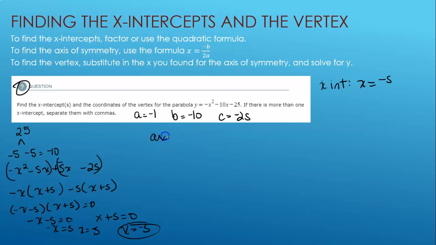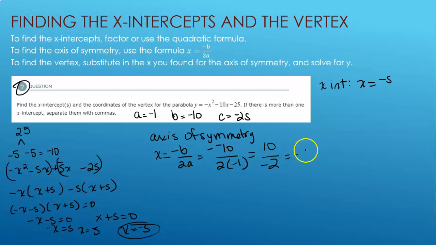For the axis of symmetry, which I know it doesn't ask for, but you need that to find the vertex, we're using x equals negative b over 2a. That's negative negative 10 over 2 times negative 1. Negative negative 10 is positive 10. 2 times negative 1 is negative 2. And 10 divided by negative 2 is negative 5. This becomes x equals negative 5, so we're substituting in to find the vertex now.